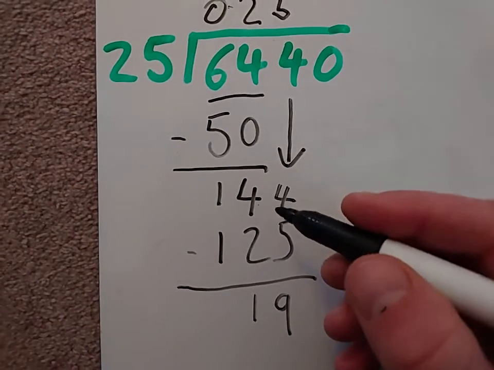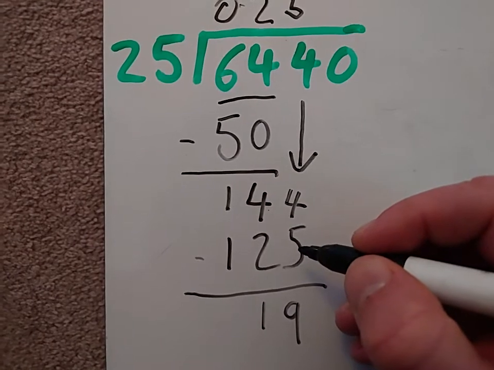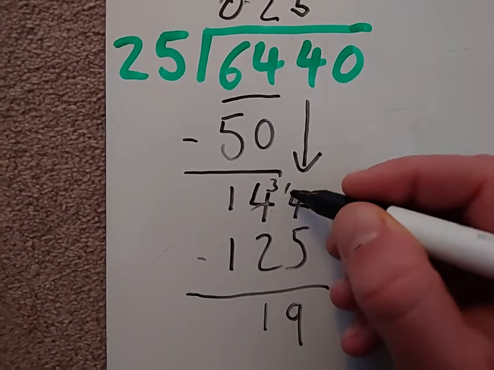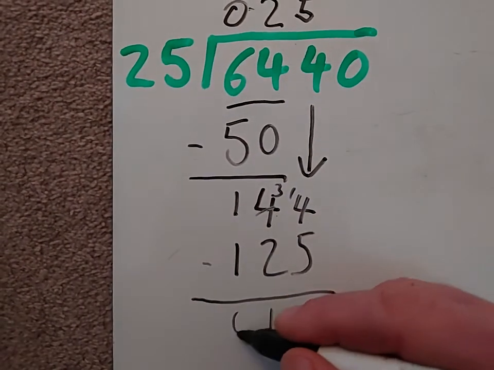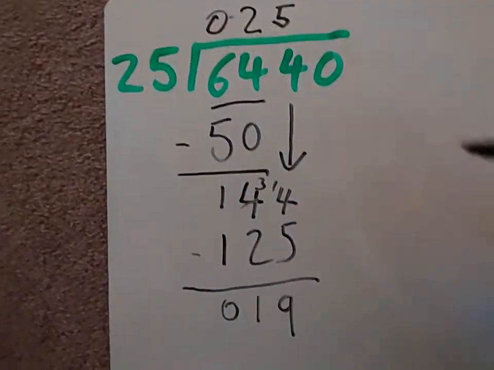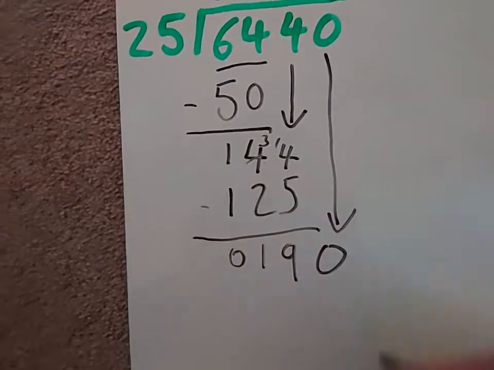I did that quite quickly, but if you wanted to do it, 4 take away 5 you can't do, so 14 take away 5 is 9, 3 take away 2 is 1, 1 take away 1 is 0. I just did that one in my head, but that's how you do it if you're using the borrowing method. Okay, bring down the 0 from here, and I'm left with 190.